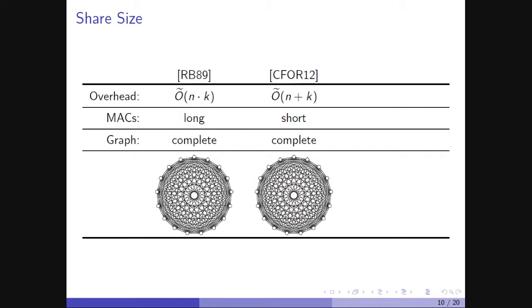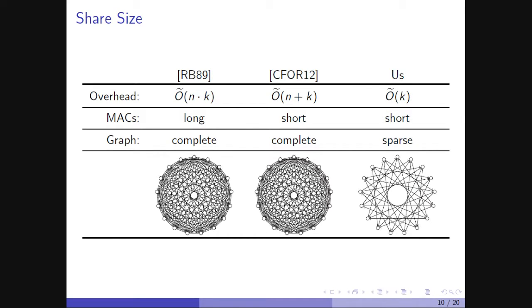Good. So how does this graph interact with the overhead? In the Rabin-Ben-Or case, the graph is complete, and the MACs are long. Long MACs means that the overhead depends linearly on k, and the complete graph means that the overhead depends linearly on n, because each vertex stores n edges. In the refinement by Cevallos and others, they managed to shrink the overhead by having short MACs. The graph is still complete, so you see this n here. So what do we do? We use a sparse graph, and also short MACs.